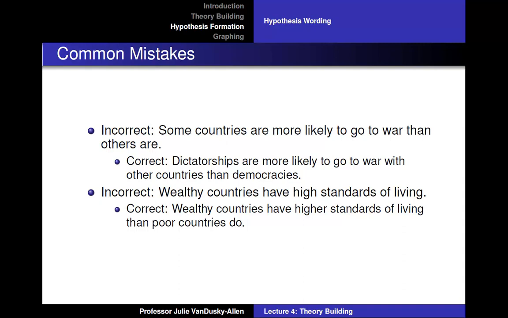Based on this hypothesis, it is not clear what we should expect to happen in poor countries. Do they have low standards of living or high standards of living? To write a better hypothesis, we could write, wealthy countries have higher standards of living than poor countries. Now we know that we expect poor countries to have lower standards of living.